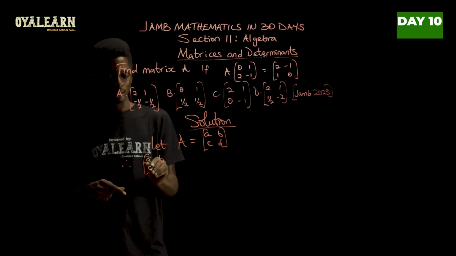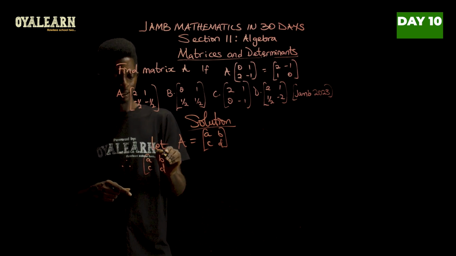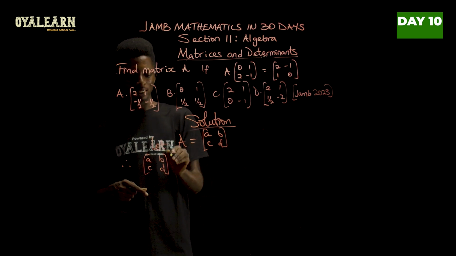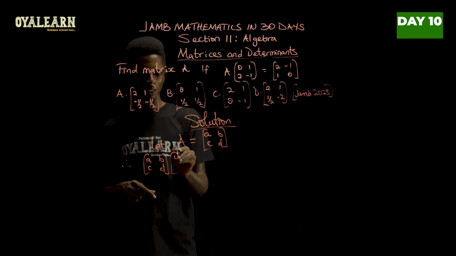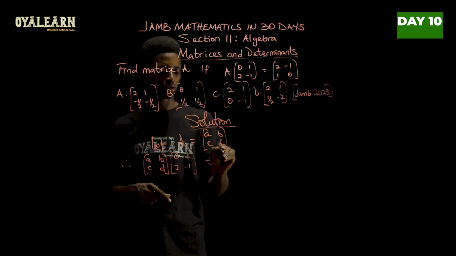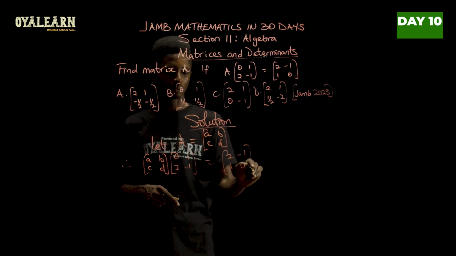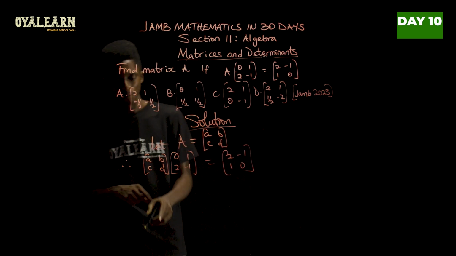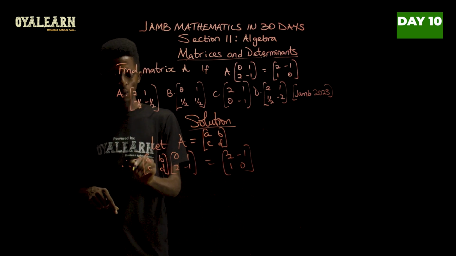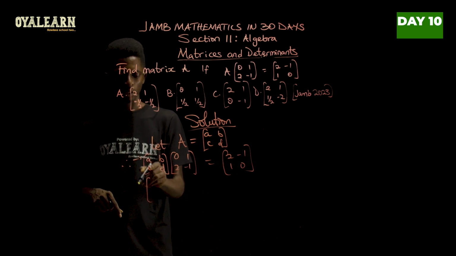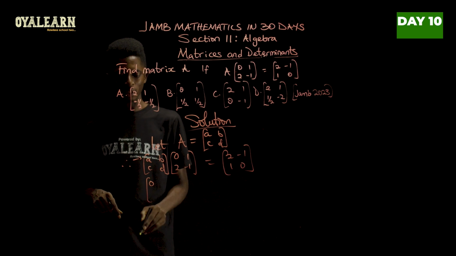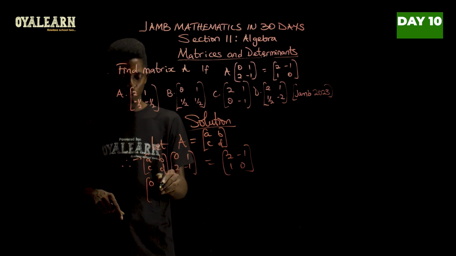So once we have this, therefore a, b, c, d multiplied by this other matrix 0, 1, 2, minus 1 should produce 2, minus 1, 1, and 0. So let's work with this. So starting with row 1, a times 0, that's 0. b times 2, that's 2b, plus 2b.